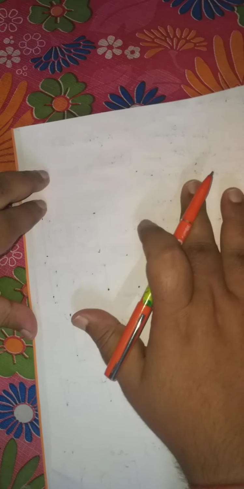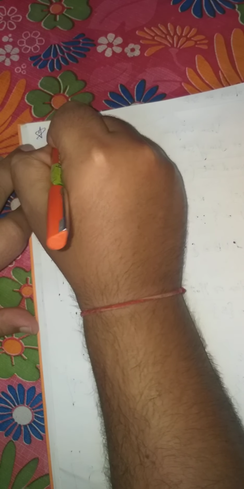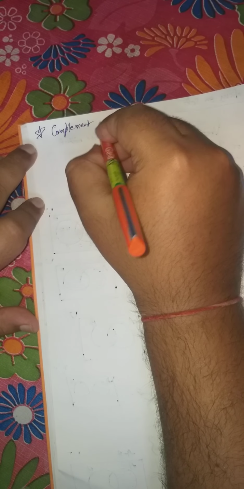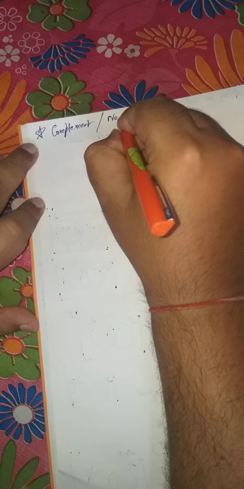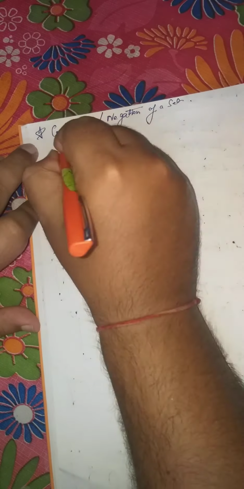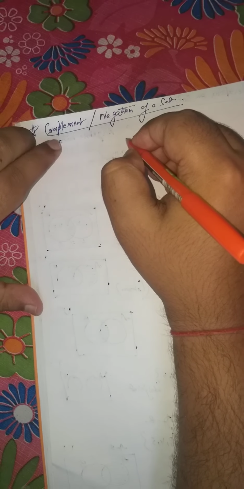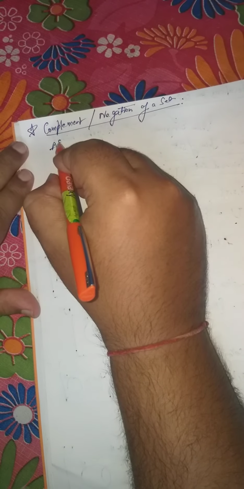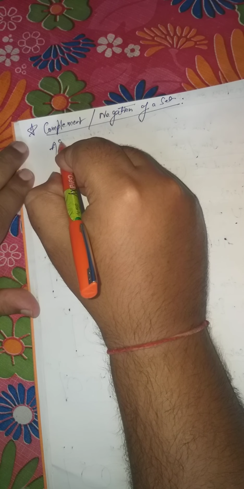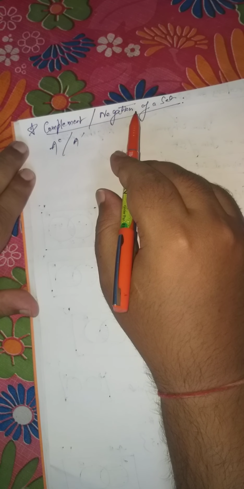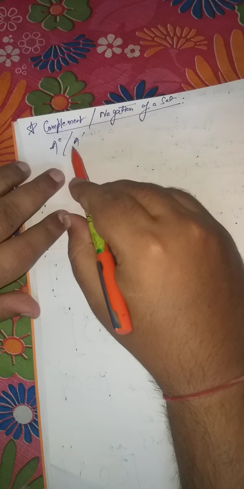Now the next operation is complement, or you can say negation of a set. See, complement or negation is represented by this sign A, and here in the power you can write C or A dash. Simple. This will represent complement of a set or negation of a set. A dash. We will use this sign A dash.